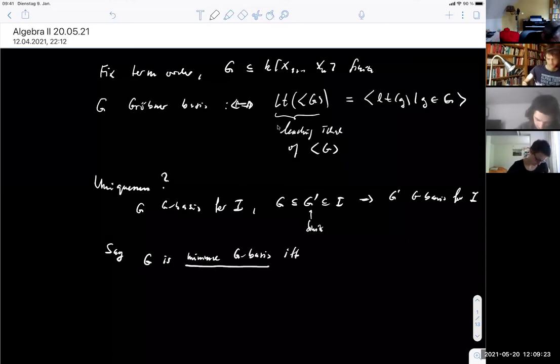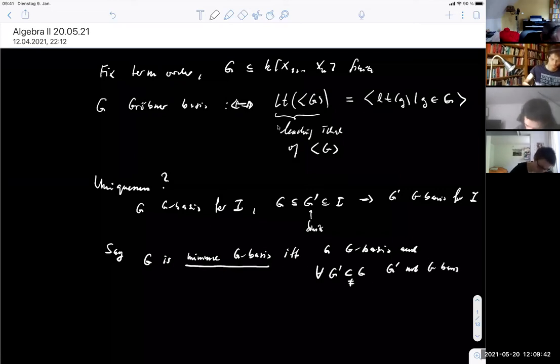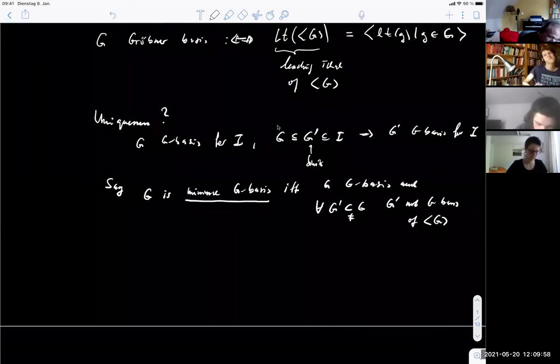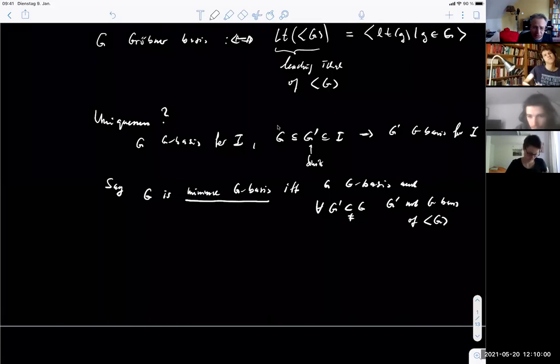Okay, G is a Gröbner basis, and for all proper subsets G' of G, G' is not a Gröbner basis of the ideal generated by G. You cannot remove any terms. Then it's very easy to characterize what this actually is.